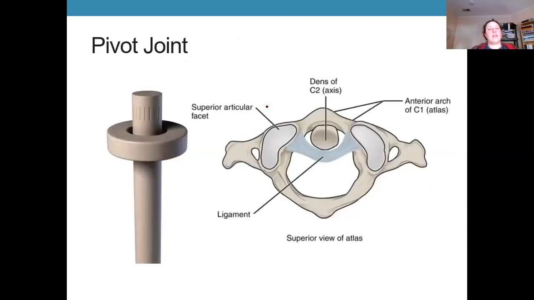When we want to look at, oh right, I have this. So here's another pivot, and this is the atlantoaxial joint. There's this little piece of bone that sits here, and then this ligament holds it in. So this is the sleeve, and this is the cylinder, and so that allows rotation.